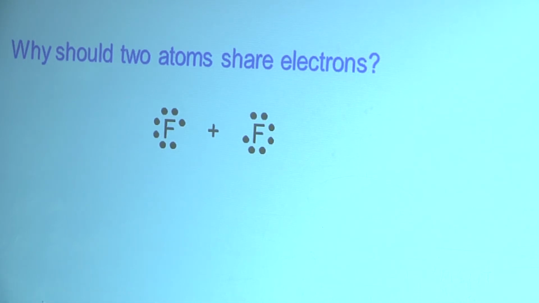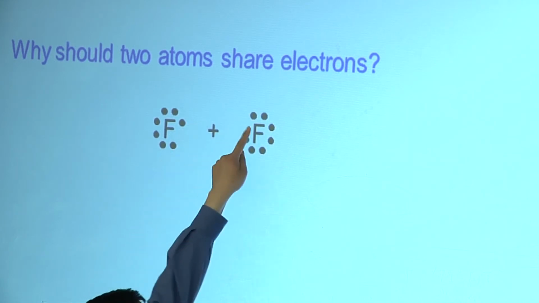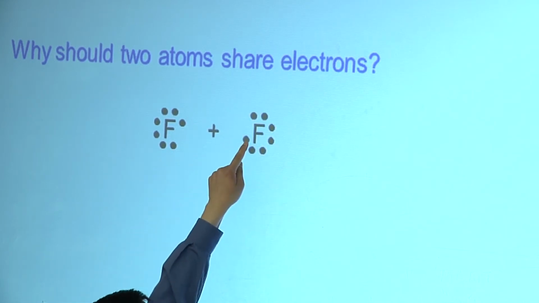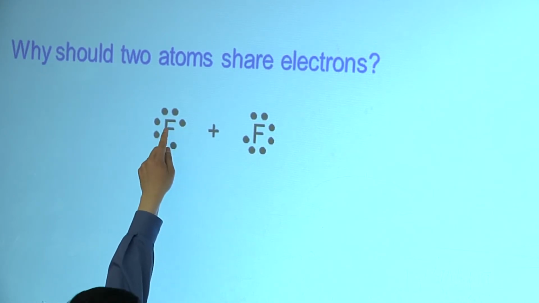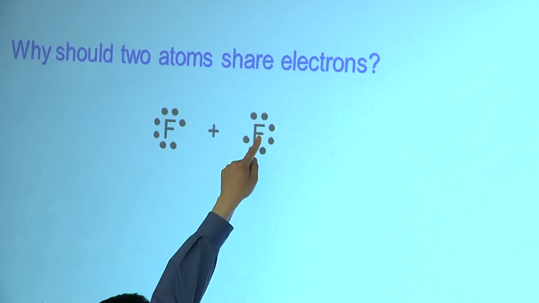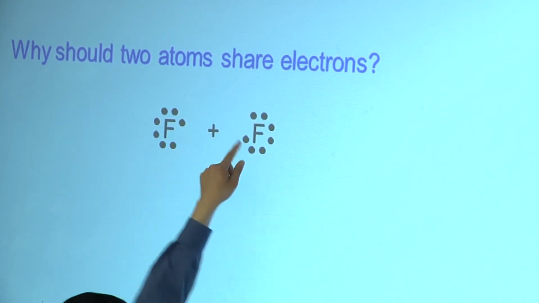But what happens if this F decides to somehow share its electron with that F? This one decides to share one electron with that F, so that this electron counts both for the first and second F, and this electron counts both for the first and second F.